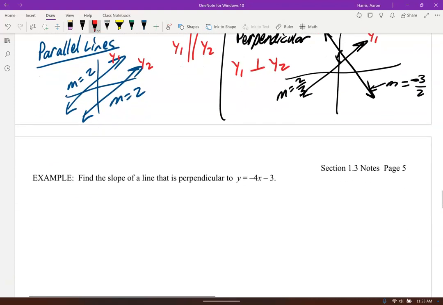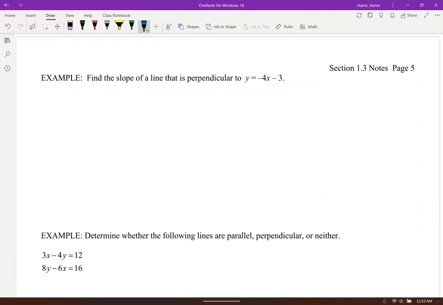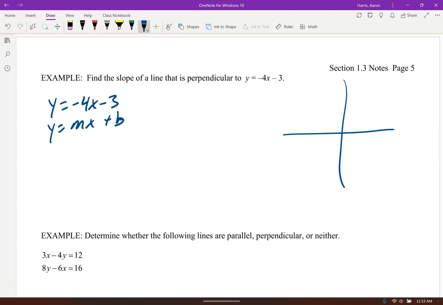Okay. So let's go ahead and look at this first one here. We got find the slope of a line that is perpendicular to y equals negative 4x minus 3. Well, this is in slope-intercept form, right? In fact, let's make a visual of this. You have a y-intercept of negative 3 and a slope of negative 4/1. Down 4, right 1. So here's the line.